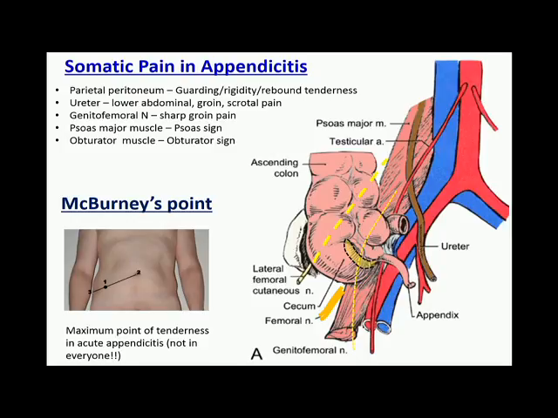Is that clear? Guarding. Rigidity is when the abdomen is generally rigid in this patient. Not only when you are palpating, even when you are not palpating, it is rigid.